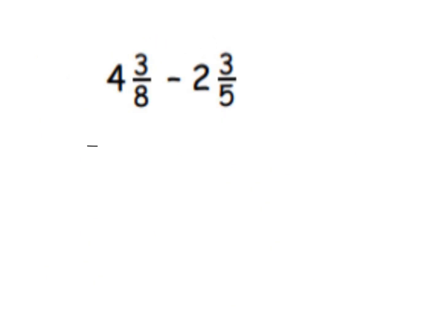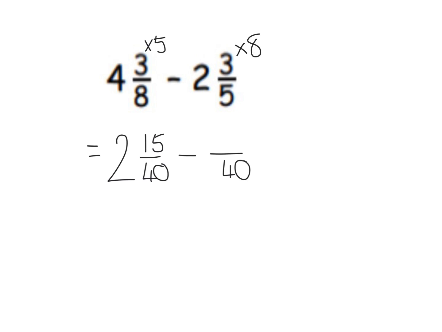Okay, here's another one, another tricky subtraction. So big 4 take away big 2 is 2. Eighths and fifths, well, what can they both go into? Well, they can both turn into 40. 8 times 5 is 40, so I do 3 times 5 is 15. 5 times 8 is 40, so I do 3 times 8 is 24. So I can't really do that. So 15 take away 24 is negative 9. So I'm left with 2 take away 9 40ths.